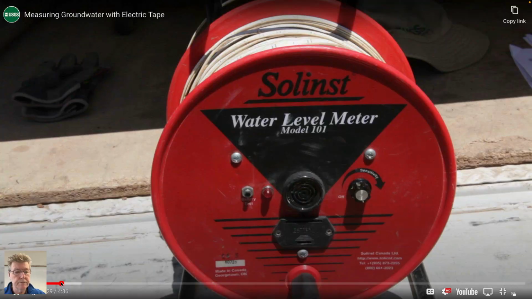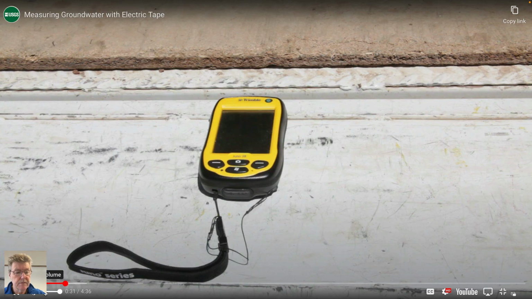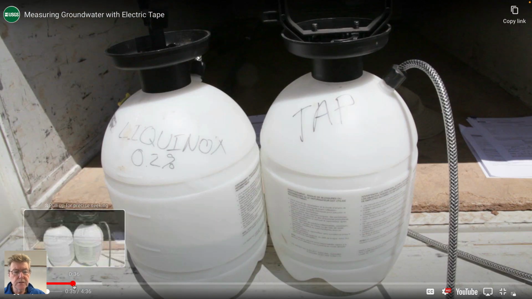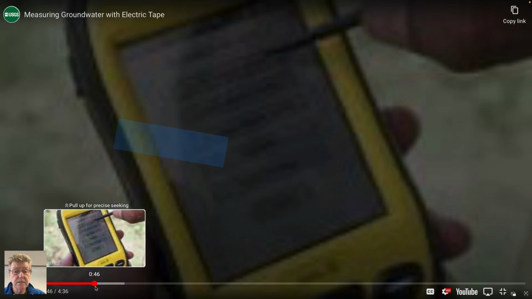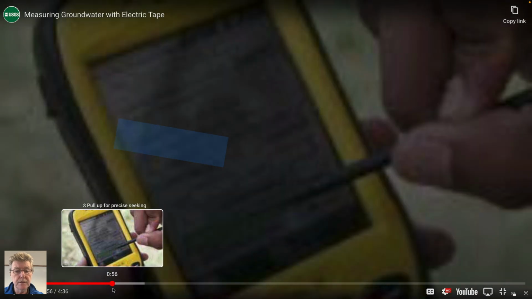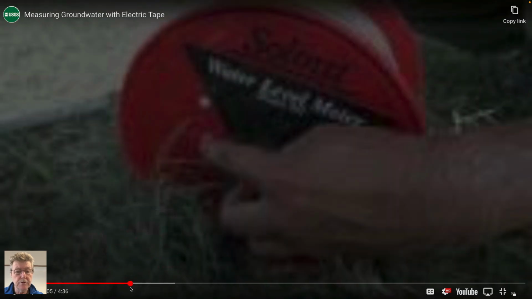This video demonstrates methods for measuring water levels: the electric tape, and a PDA for electronically recording measurements. So a water well measurement is just by putting this, blah, blah. People don't use PDAs anymore, but they use phones.